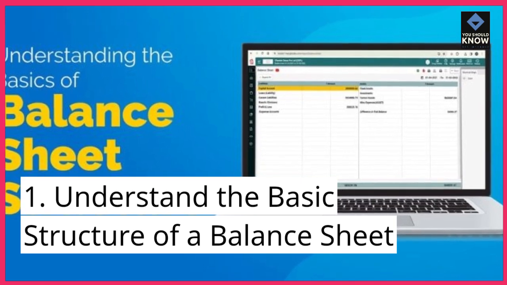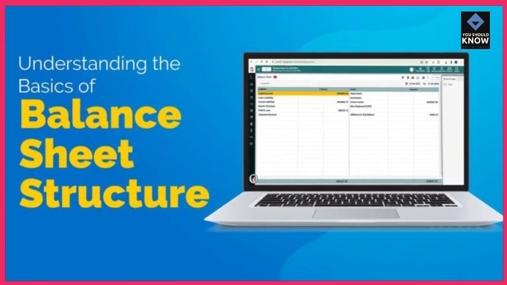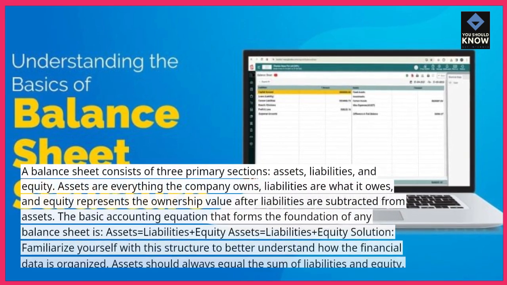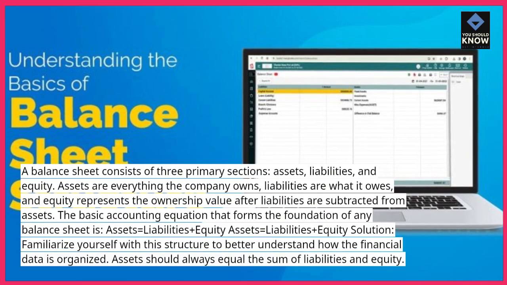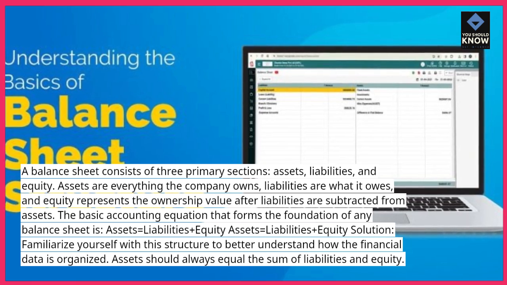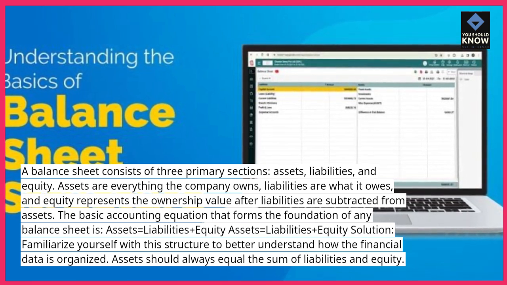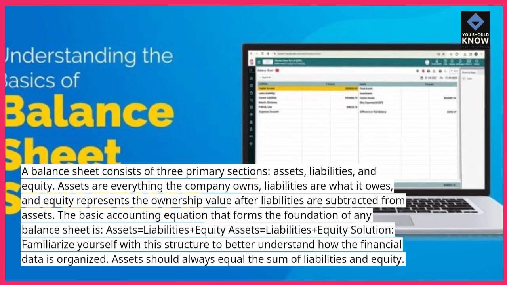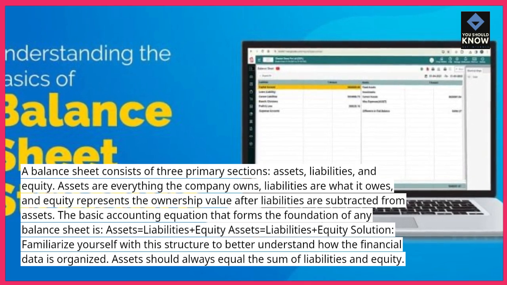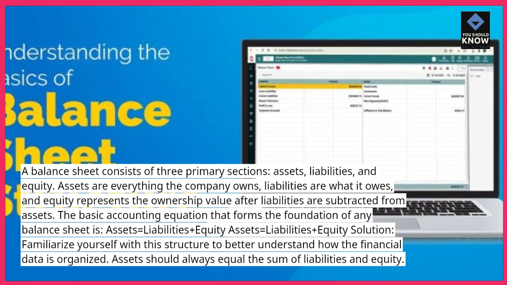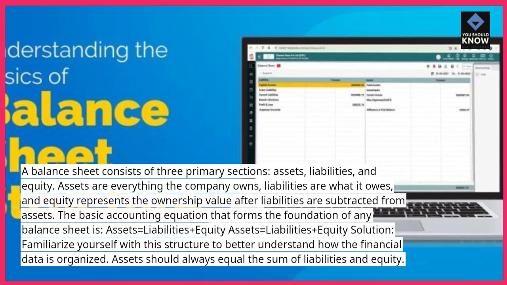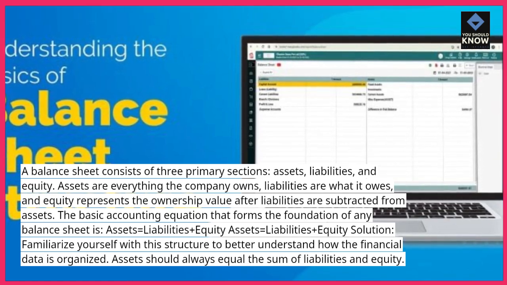1. Understand the basic structure of a balance sheet. A balance sheet consists of three primary sections: assets, liabilities, and equity. Assets are everything the company owns, liabilities are what it owes, and equity represents the ownership value after liabilities are subtracted from assets. The basic accounting equation that forms the foundation of any balance sheet is assets equals liabilities plus equity. Solution: familiarize yourself with this structure to better understand how the financial data is organized. Assets should always equal the sum of liabilities and equity.